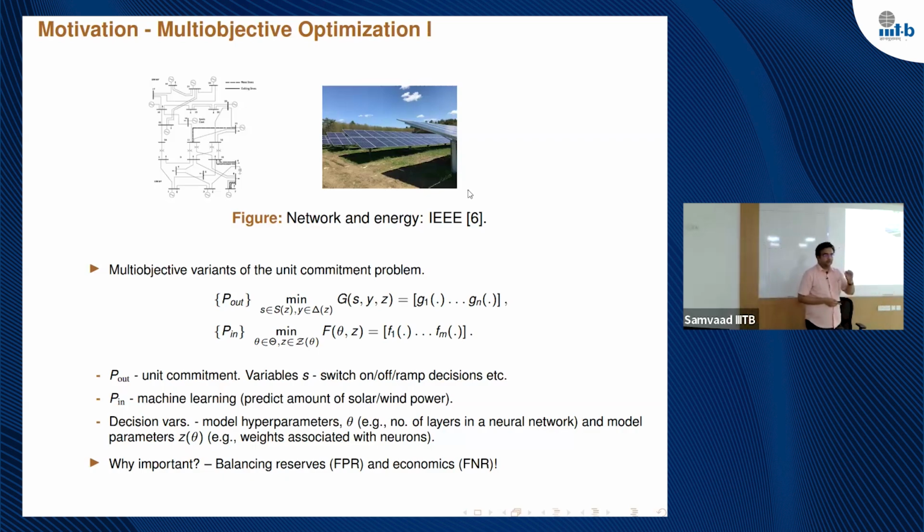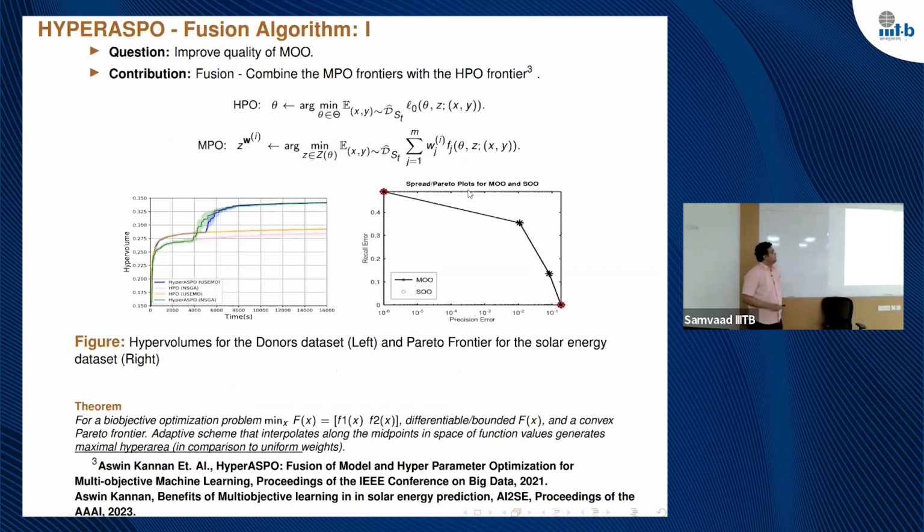Say in the case of neural networks, what is the weight associated with each neuron? So that is pretty much what we're trying to estimate. And the one thing I had at least figured out was there have been a lot of works in literature which actually just focus on either only hyperparameter optimization or model parameter optimization.